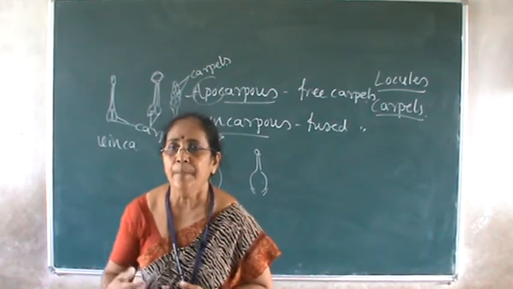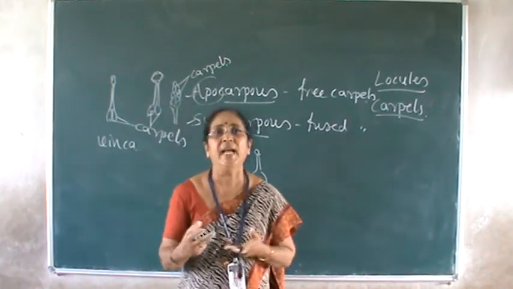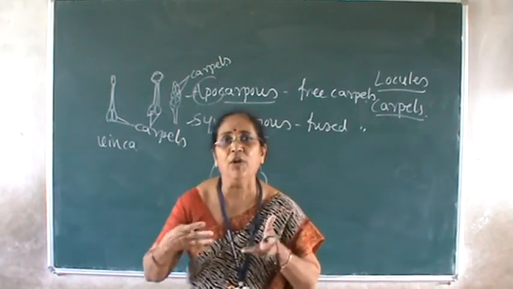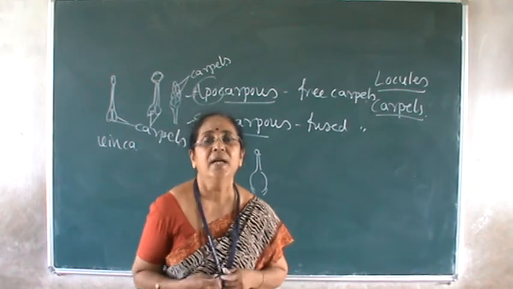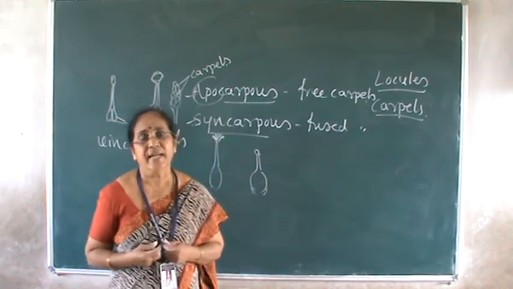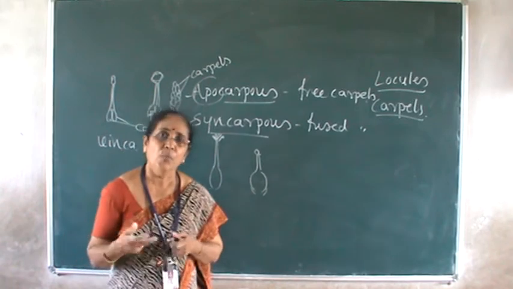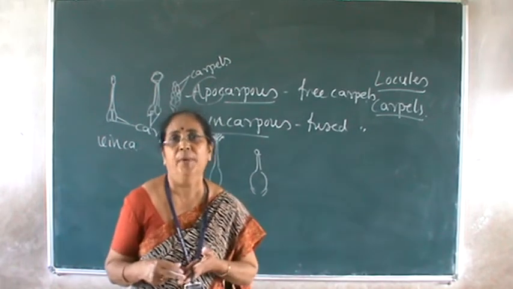And free central is the same arrangement as it is found in axile, but the septa will not be there in the ovary. The ovules are freely scattered around the axis, and in that case it is free central in nature. Then basal, the word itself gives the meaning: the ovule is attached to the base.